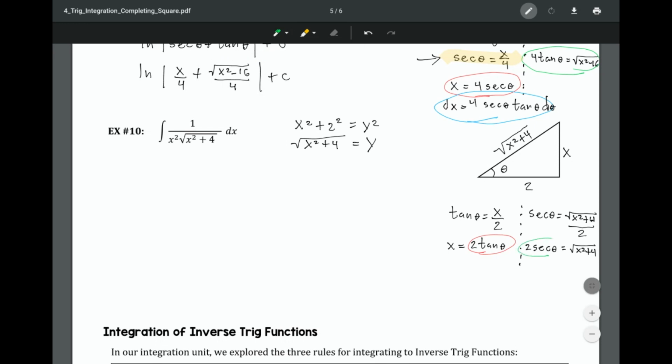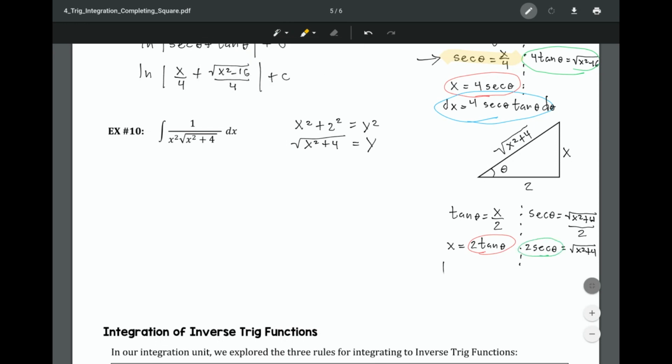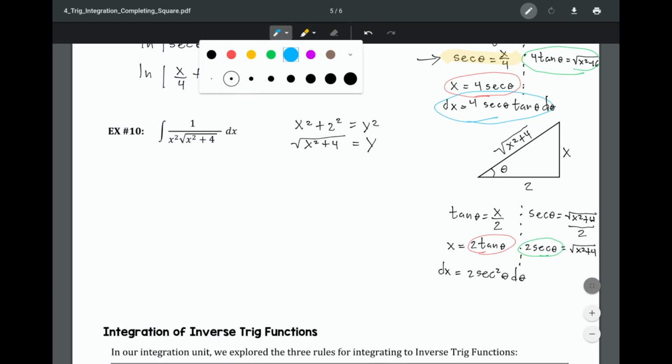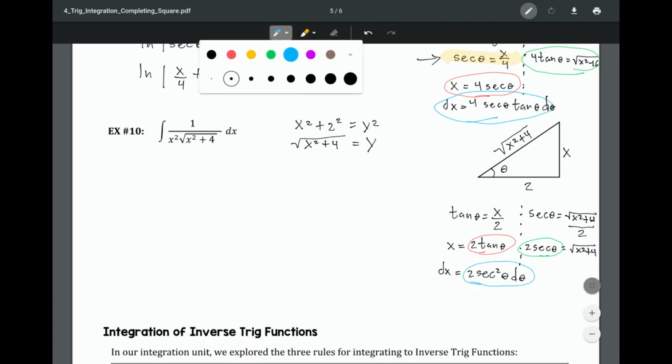secant. And I forgot one little thing, right? I need to take the derivative of this. So the derivative of x is dx. The derivative of tangent is going to be secant squared theta d theta. So then finally, I will then replace this dx with this. All right, so let's go ahead and do that.